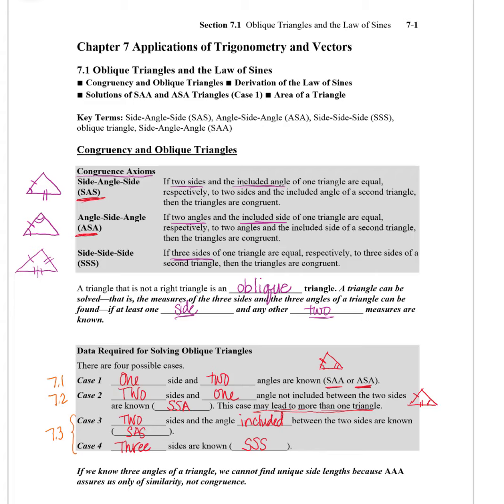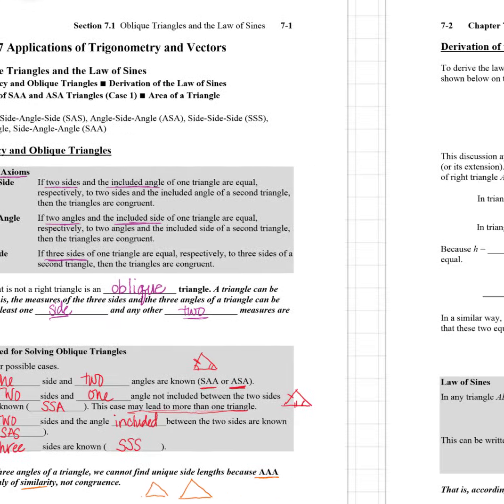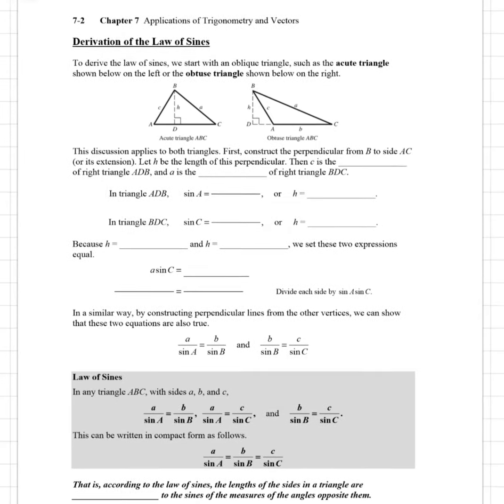And then here, if we know 3 angles of a triangle, we cannot find unique side lengths because this AAA case only assures us of similarity and not congruence. You could have 2 triangles that have the same angles, but one could be larger than the other. These triangles are similar, but not congruent to each other. All the angles are the same, but not the sides. Let's go on to the next page on a derivation of the law of sines.